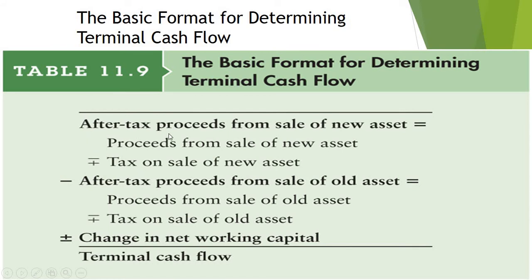Then from the after-tax proceeds from the sale of new asset, you have to deduct after-tax proceeds from sale of old asset. So the process is the same. First of all, you need to know proceeds from the sale of old assets. Then you have to plus or minus tax on sale of old assets. Finding the tax on sale of old asset is the same as finding the tax on sale of new assets. Then you have to adjust any change in net working capital, and finally you will get the terminal cash flow.